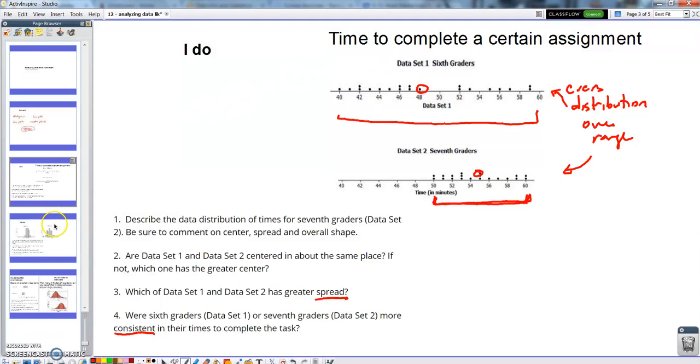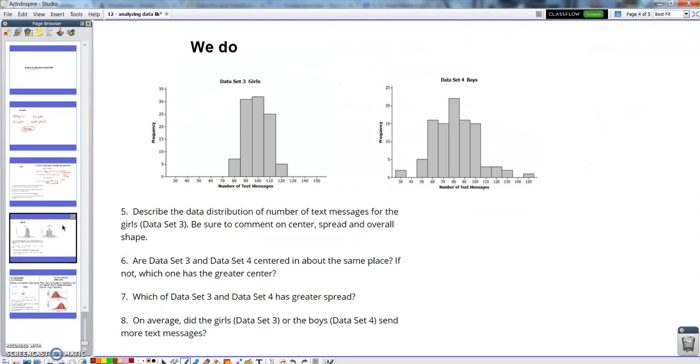All right, let's do another one. Open your math notebook. And let's do this one. If you want to take a minute to draw the diagrams, you can do that. And so this is a number of text messages data.